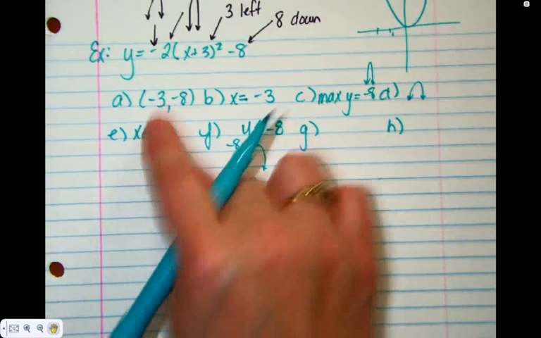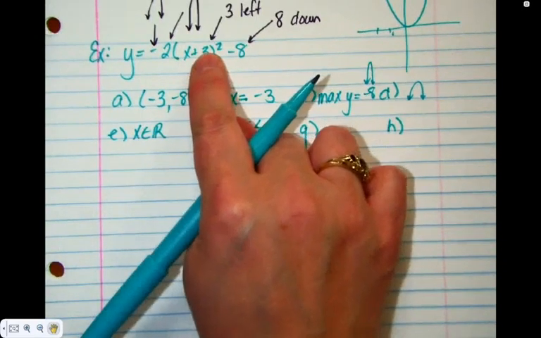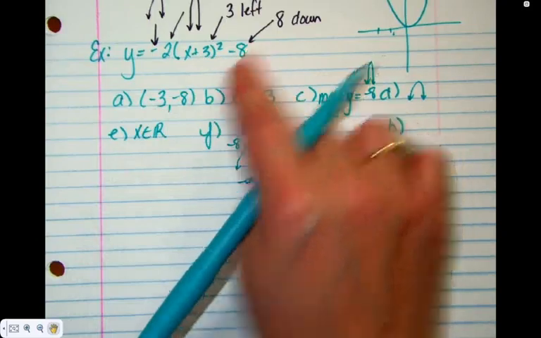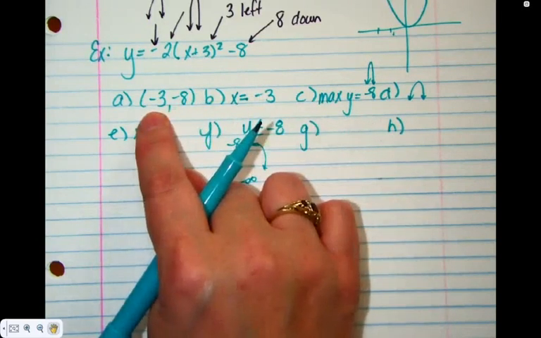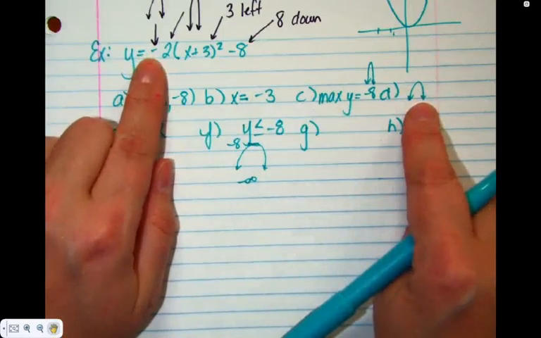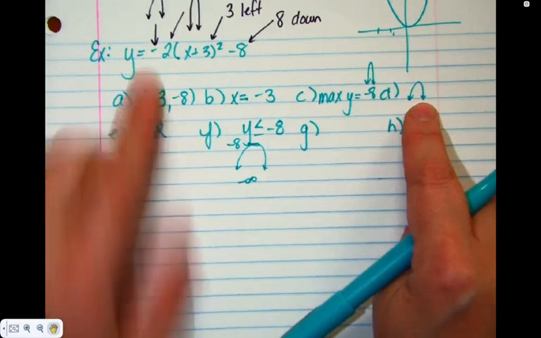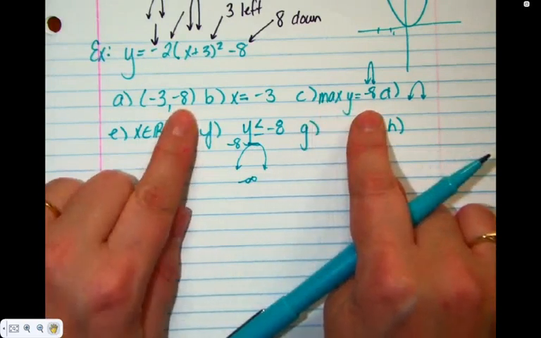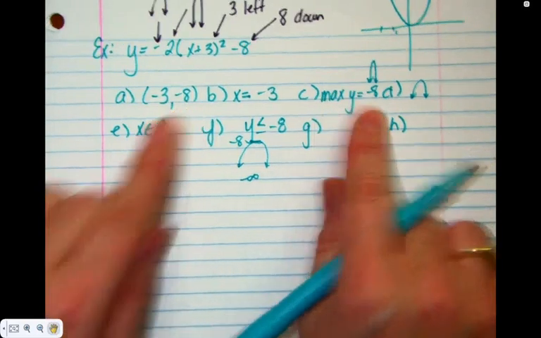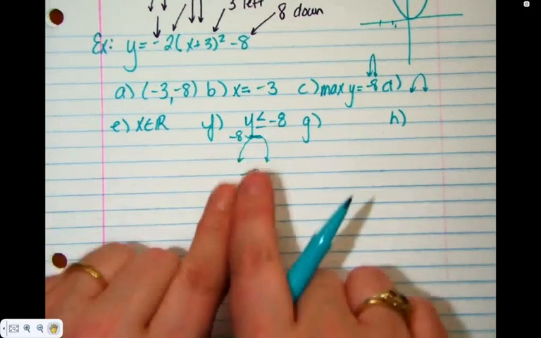Just repeating. Vertex comes from the equation. Take the number in brackets, change the sign. Take the number at the end, leave it alone. Axis of symmetry matches the first coordinate of the vertex. The direction comes from the negative in front. If there's a negative, it points down. The max min, the max comes from the fact it's pointing down. The value comes from the y coordinate of the vertex. Domain is domain. And this I get from the picture.